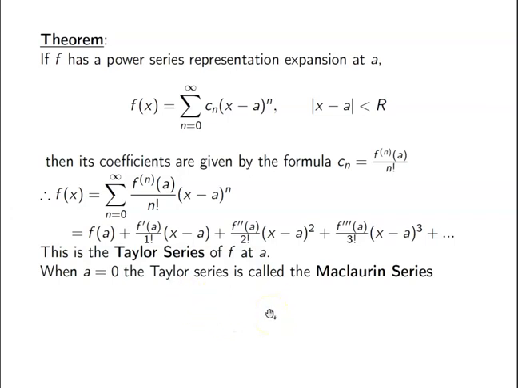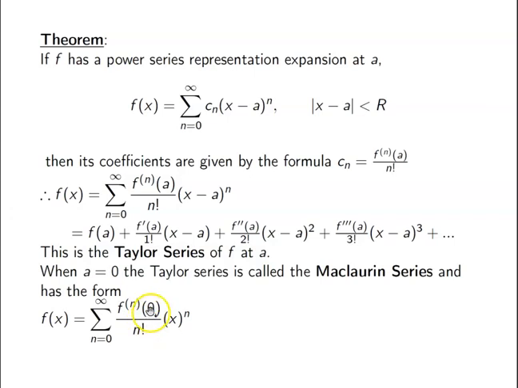So we will call that the Maclaurin series, after another mathematician. This has the form f of x equals the same formula, except we're evaluating at 0. And here it's just x to the n, right? The a, x minus 0 is just x, so it's x to the n.